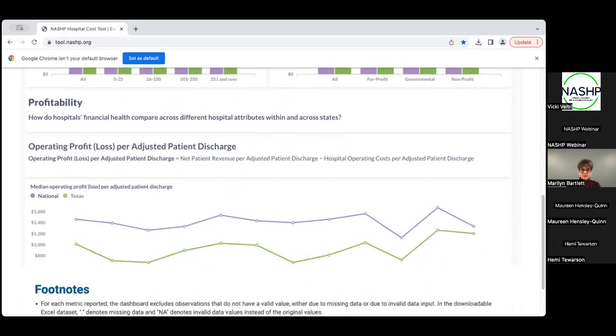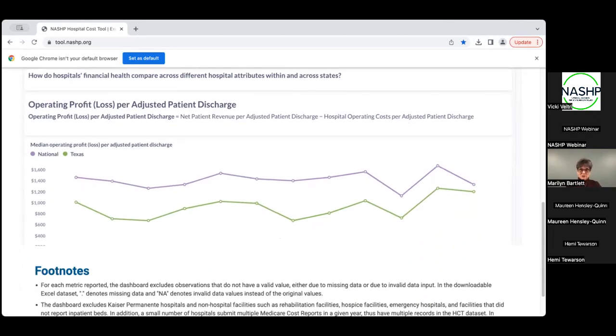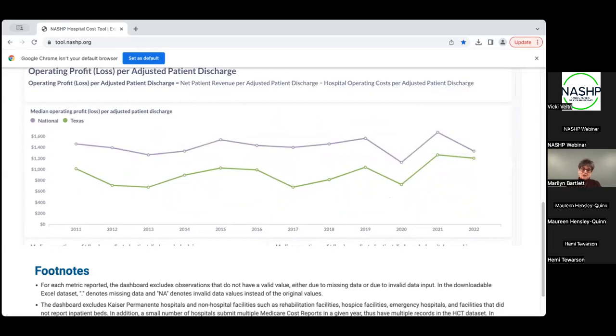Now let's get into profitability. The first we look at is hospital operating profit or loss, and this will be net patient revenue less the operating costs. Now, per adjusted discharge, again, I found it interesting that Texas is pretty much paralleling national. It's a large state, so I'm sure it has a big impact.